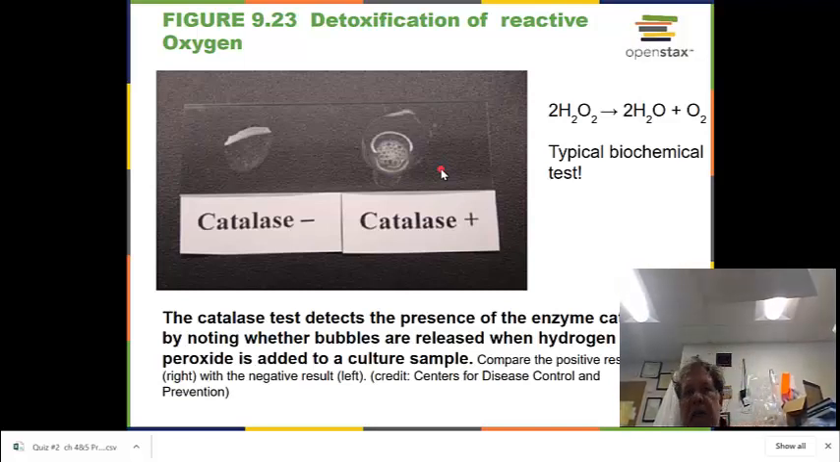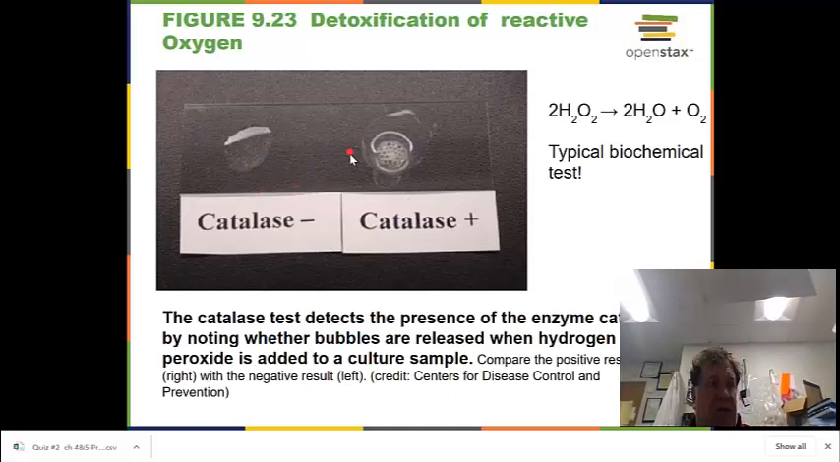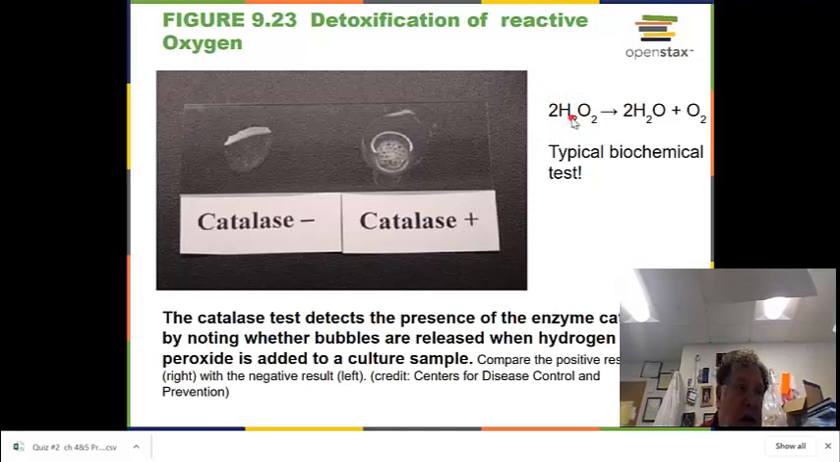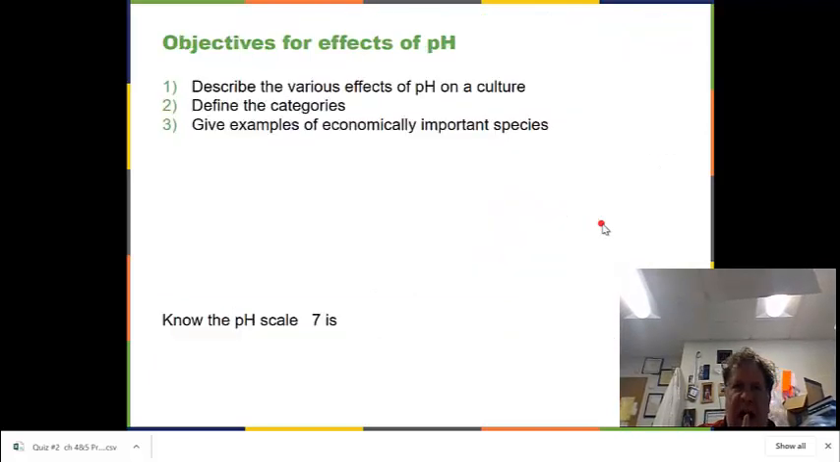A real simple test for detoxification of oxygen is what we call the catalase test. This is a biochemical test, and it's one of the things we use when we do a dichotomous key. Peroxide is used to kill a lot of bacteria. In the presence of the enzyme catalase, the peroxide will be reduced to just water and oxygen. That's what these bubbles are. The catalase gets rid of that, so catalase can be detected in the presence of those enzymes. And hopefully we're going to have a lab on that.